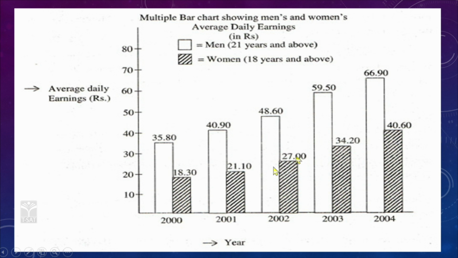But the difference between 2000 and 2004 is in 5 years. There is an increase of nearly double, meaning 66.90 minus 35.80, so 31 rupees 10 paise increase. When you compare with the women, from 18 rupees 30 paise to 40 rupees 60 paise, around 22 rupees 30 paise is the increase. So, that is the average daily earnings given. Okay, so we can ask so many questions here.